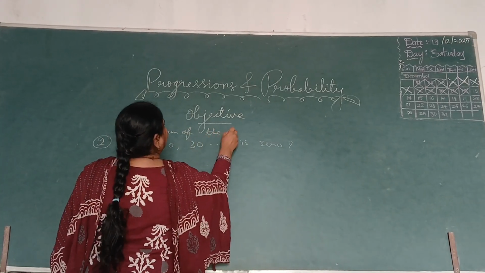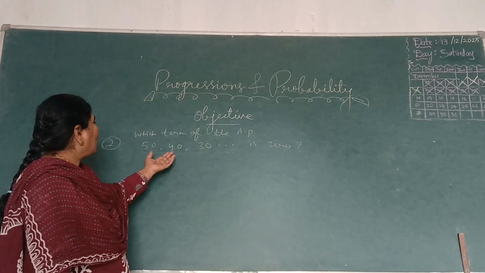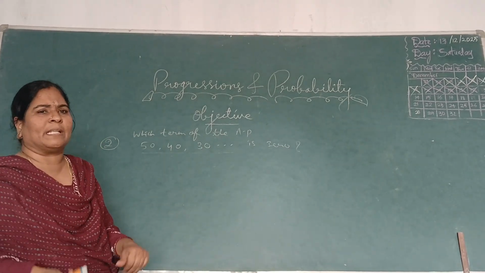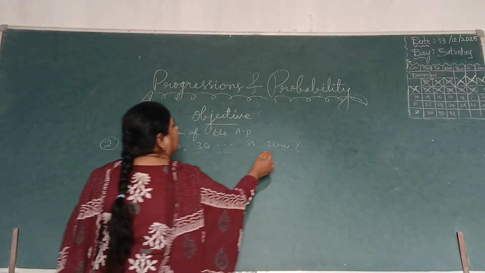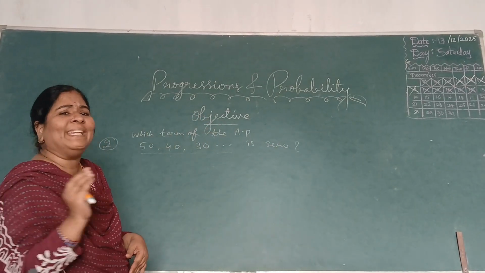They have already given that these are in AP. We can also see 40 minus 50 is minus 10, 30 minus 40 is minus 10. They are in AP itself. Now what do we have to do? Which term is 0? I have to find out n here.